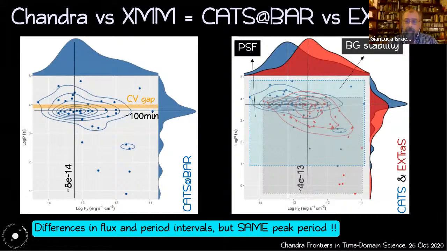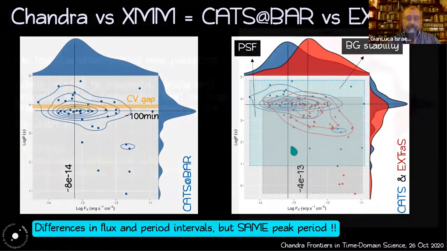One can also ask where Chandra is making the difference. In particular, you can clearly see that, as expected, Chandra is better for low flux pulsators, but a bit unexpectedly also for very long periods. This is probably due to the fact that the stability of the background in Chandra is definitely superior with respect to XMM, which is affected by proton flares.